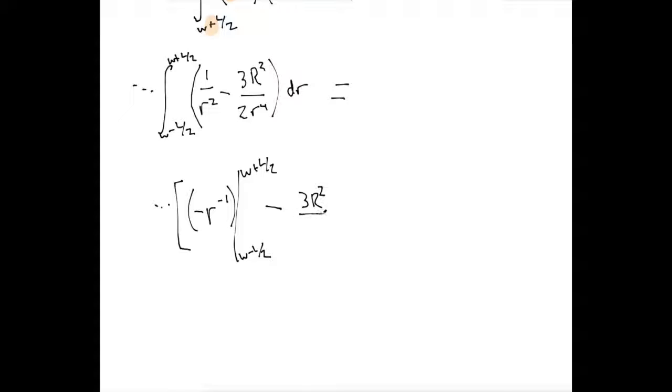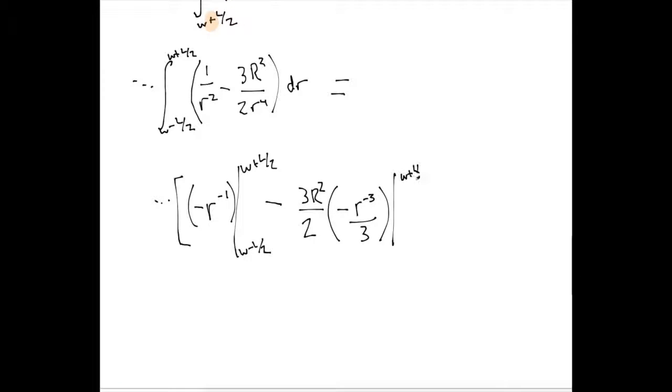So 3r squared stays in there. 2r to the fourth becomes negative r to the negative third over 3. Looks like that 3 will cancel, but we'll see that in the next line. Keep our limits in there, our bounds, I mean. And that should be the end of that. Our dr was solved out with the integral.